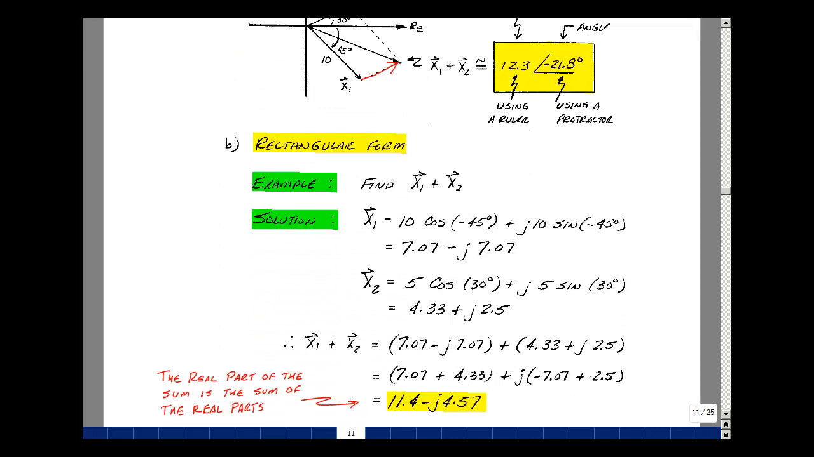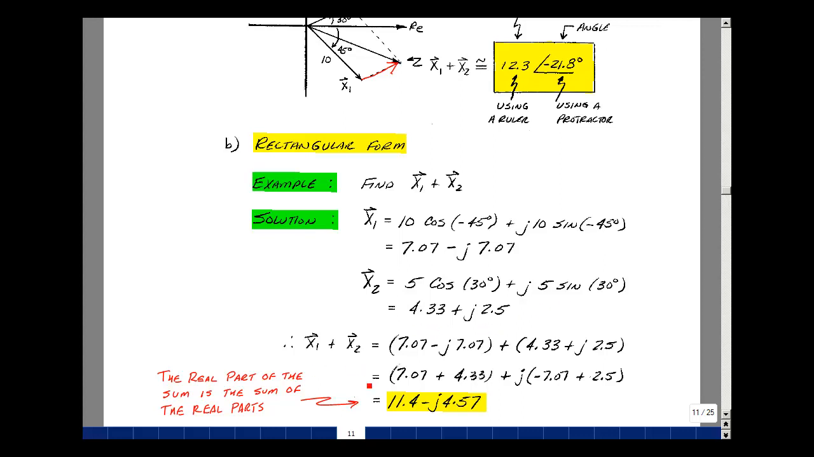Let's take a look at another way of doing that. Let's convert x1 to rectangular form. It had a length of 10 and an angle of minus 45. So the real part is 10 times the cosine of minus 45 plus j 10 times the sine of minus 45. This turns out to be 7.07, and this turns out to be a minus 7.07. x2 has 5 at angle 30, so the real part is 5 times the cosine of 30 plus j 5 times the sine of 30. This turns out to be 4.33, and this turns out to be 2.5.